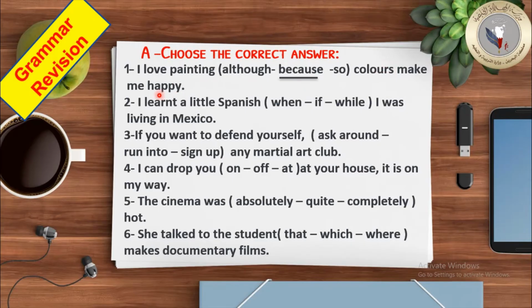Okay? So colors make me happy. So I love what? Painting. So I love painting, here is what? A result. For what? For colors making me happy. Right? So let's come to number two. I learned a little Spanish while I was living in Mexico.